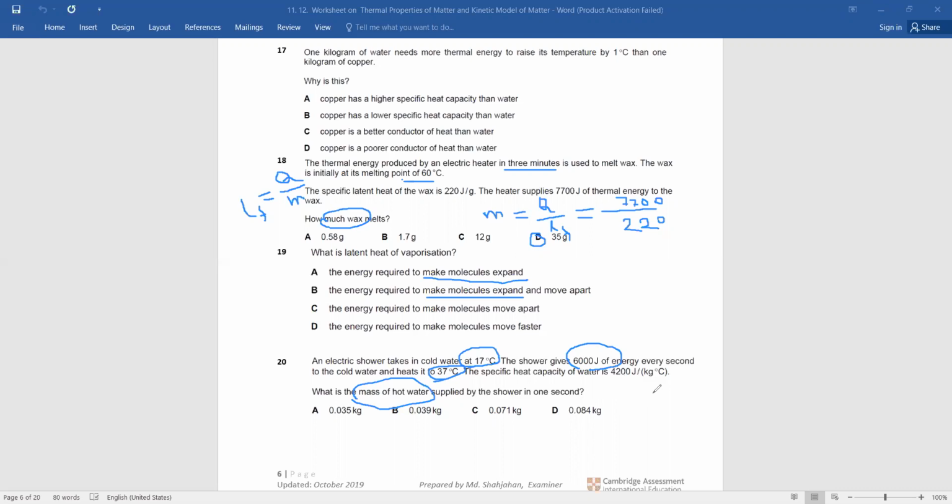Sir, I am going for C, the correct answer. Fine, you are going for C as the correct answer, but we should also have the explanation, right? How are you getting this correct answer C? Sir, can I explain? Yes, please explain.